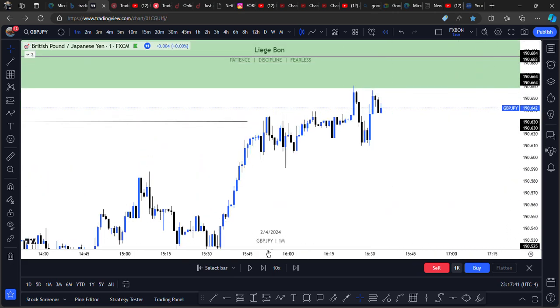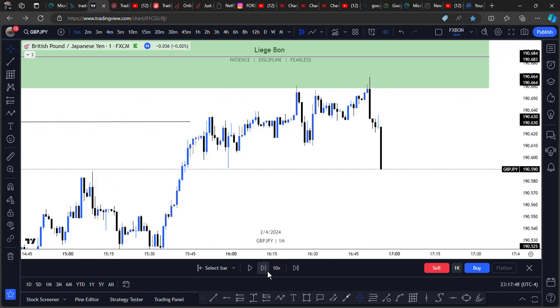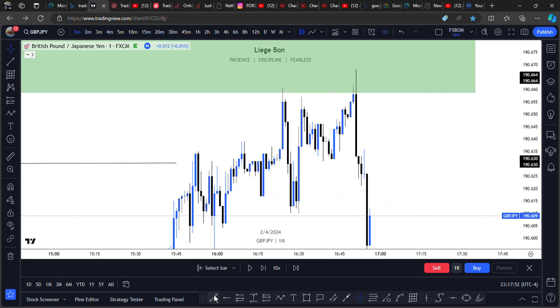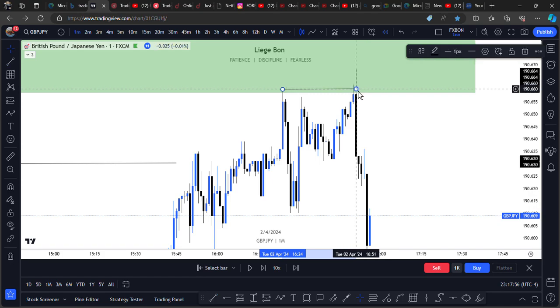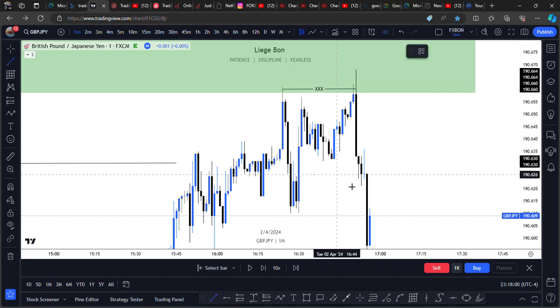Let's see what we have going on here in the 1 minute time frame. If we play this market, all right, so I can also see that we have a sweep again. Now this is a value. This sweep here, level sweep, and you have this market shift again.